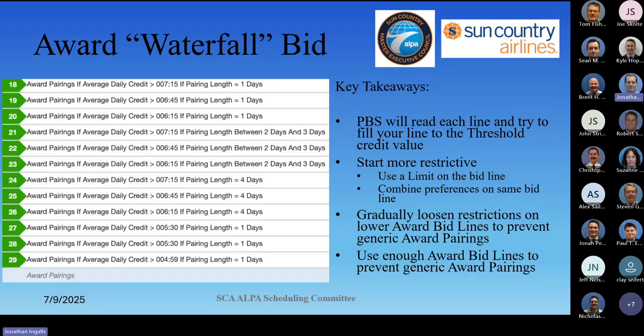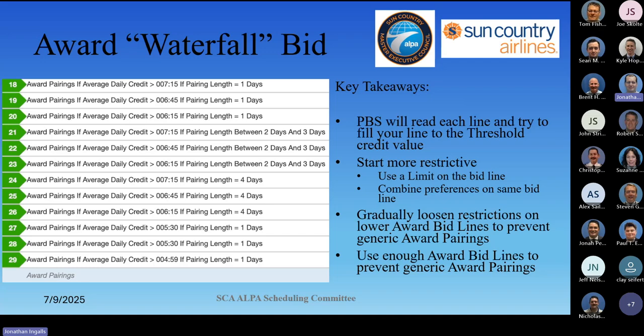What we like to do, and you can see mine in a little bit here, is what we call the waterfall bid. What's the waterfall bid? Well, just look at what we've got here. For the first 3 lines, we're asking for 1-day trips. So pairing line 1, give me average daily credit of 715 turns. Line 19 then, give me at least average daily credit of 645 or greater turns. Then give me average daily credit of 615 or greater, still turns. Then I'm back to high efficiency, give me average daily credit 715, 2 and 3 days.